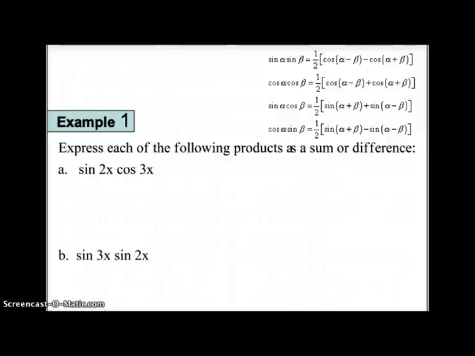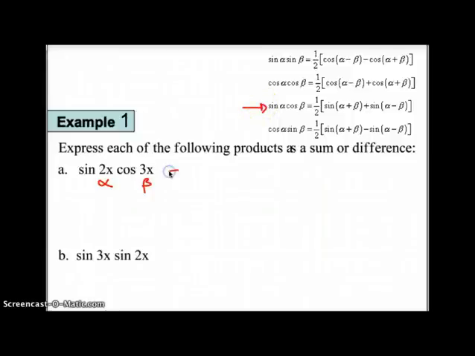So sine of 2x, cosine of 3x. First I want to distinguish that alpha is 2x and beta is 3x. In order to use my formula, I have to find the correct formula. Looks like I'm going to use this one. And I had to distinguish who's alpha and who's beta.